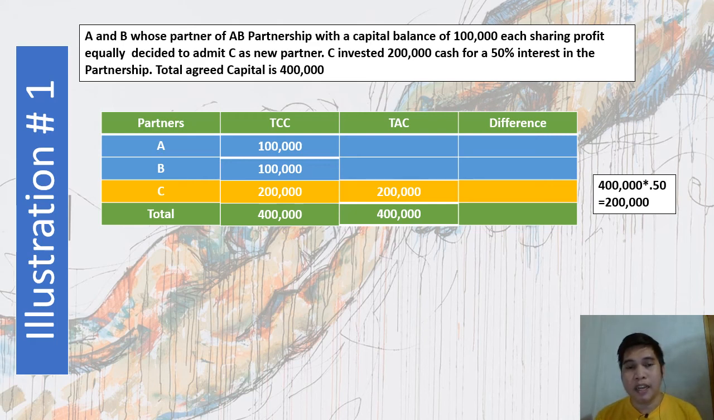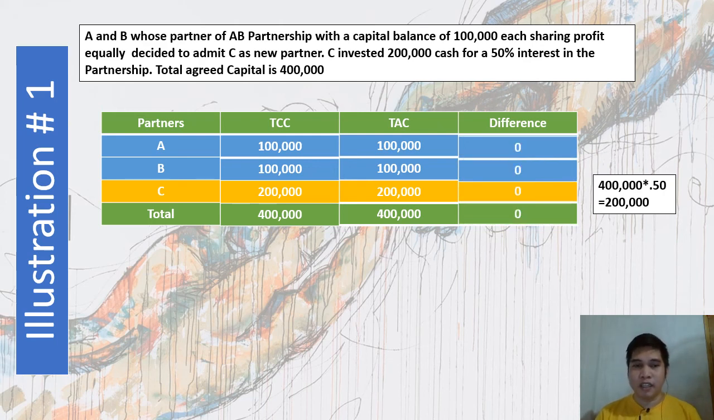So since the agreed capital and the contributed capital of C is the same, wala po tayong babaguhin agreed capital kay A and B. So parehas lang po 'yan. So 100,000, 100,000. So kuhain natin yung difference. Kung mapapansin niyo, walang nagbago. Yung difference lahat nila ay 0.